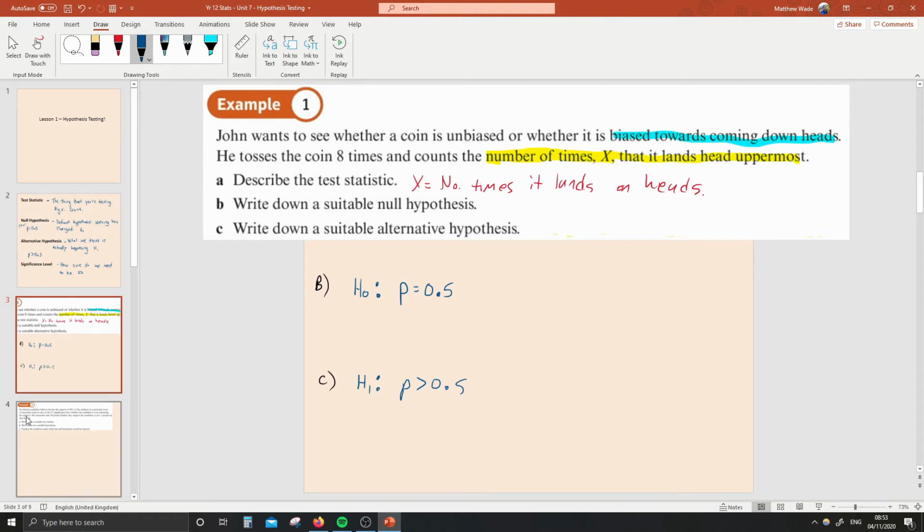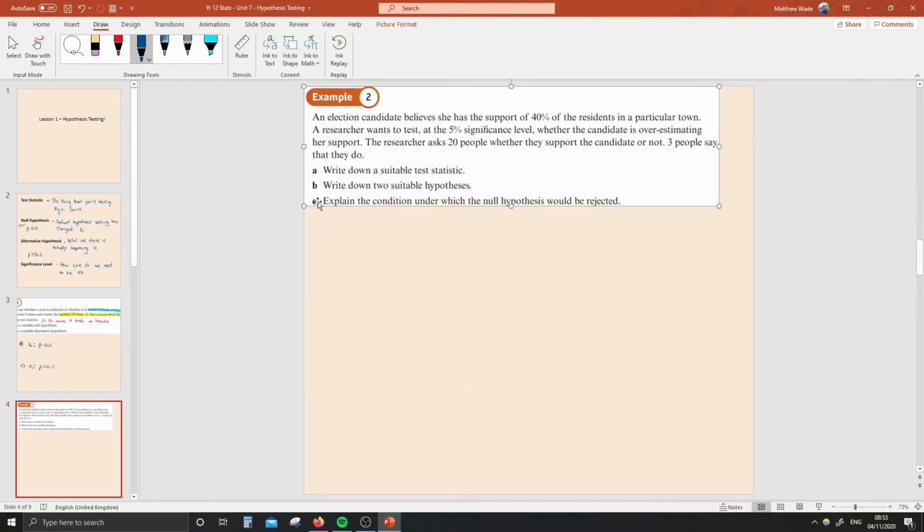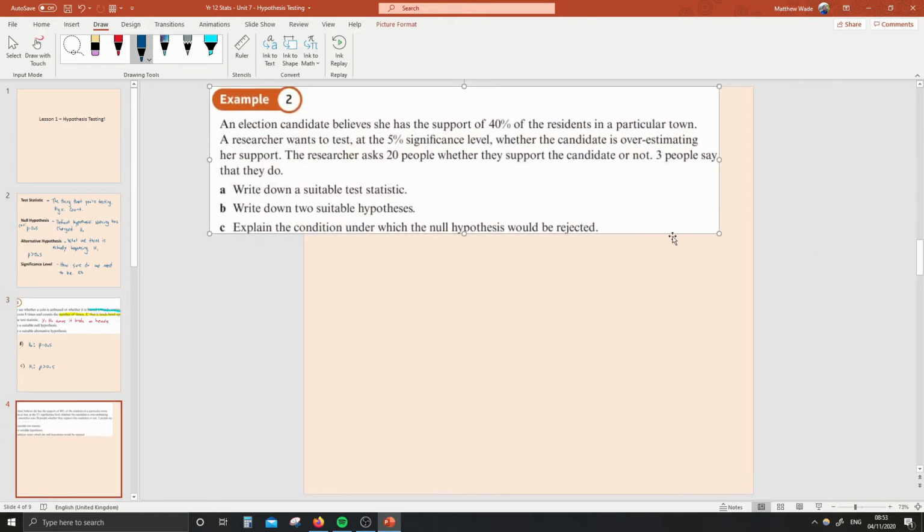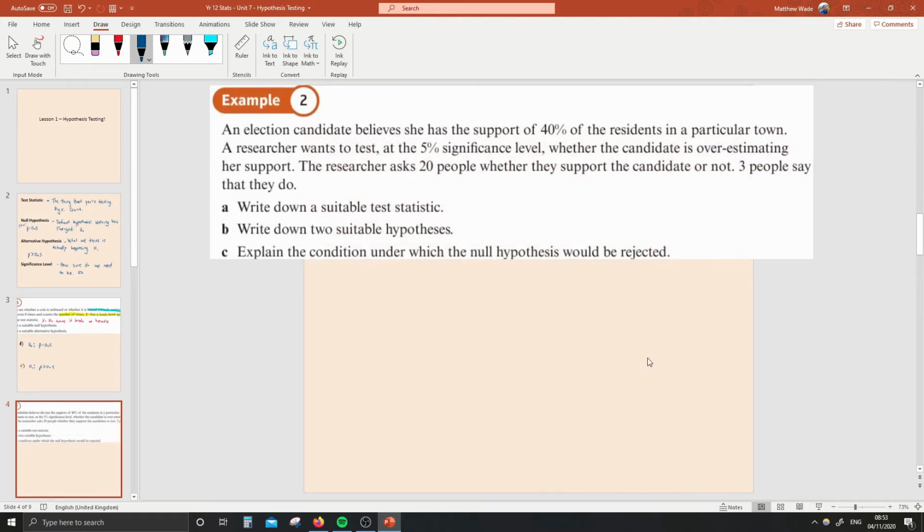Right. So here we go. Example 2. Now, example 2 is kind of similar. So what I would suggest is you should try A and B. You should push pause in a sec and try A and B and see if you can do it without me helping you, and then I'll quickly do it after. So you ready? Pause.